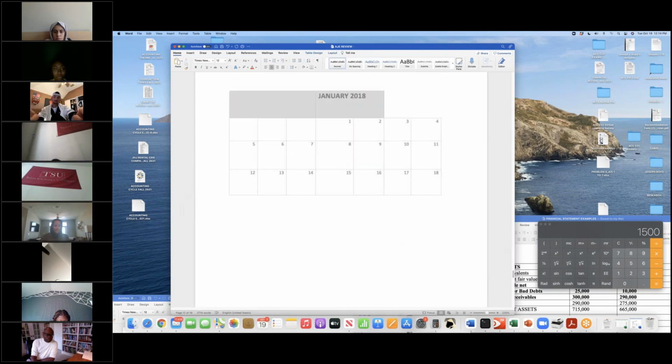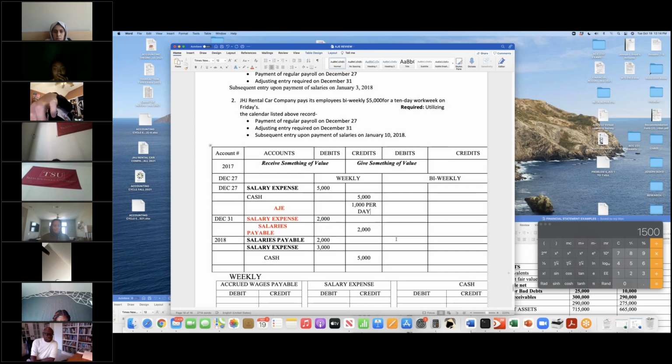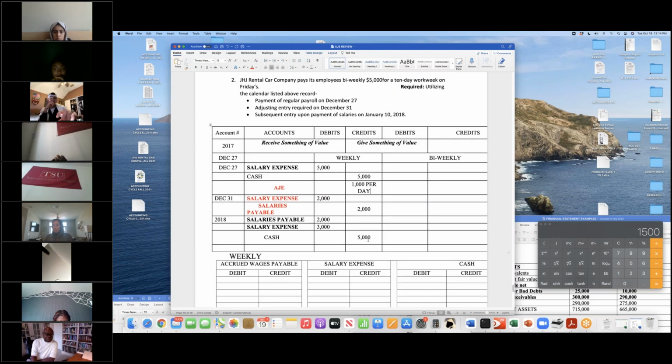An adjusting entry has just been made so that part of this payment of $5,000 is recognized as an expense in 2017, $2,000 of it. The other $3,000 is recognized as an expense in 2018. Basically, in 2017 they worked those 2 days, so it was $2,000. In 2018 they worked 3 days, so it was $3,000, but they're always going to get paid $5,000 on the paydays.